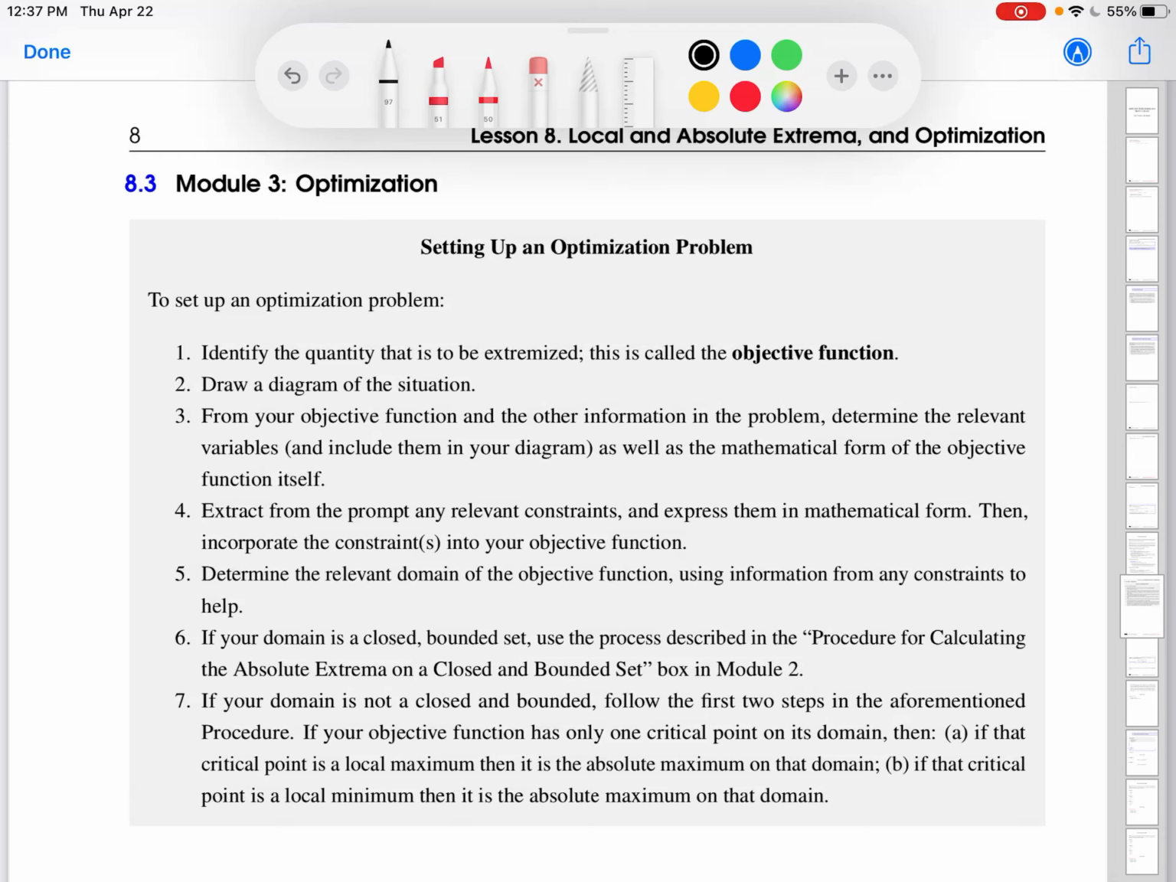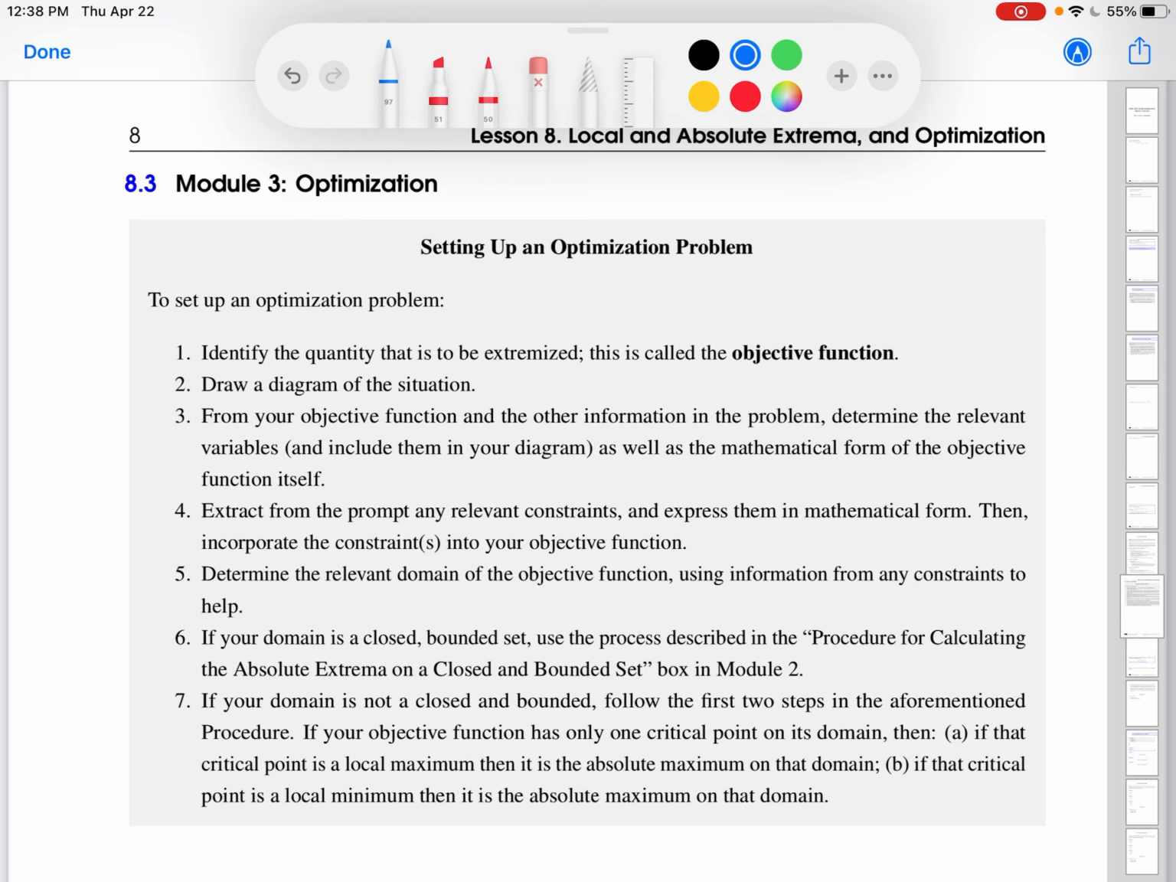Hi everyone, this is the video from Module 3 in Lesson 8, and this video will talk about optimization. So in the previous video we talked about partial derivatives, and then we've seen how to use them to find local extrema and then absolute extrema. In this video we're going to apply them to start optimizing functions.